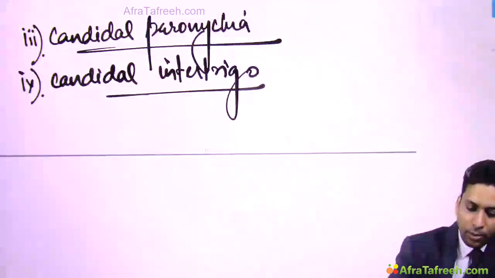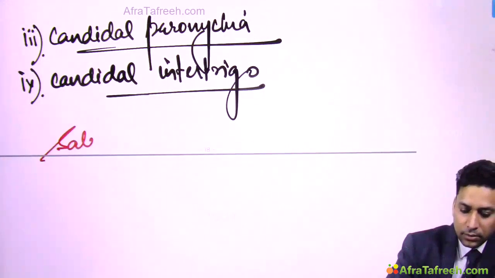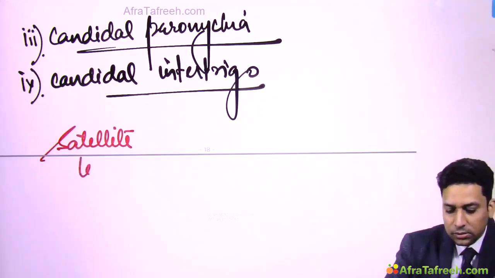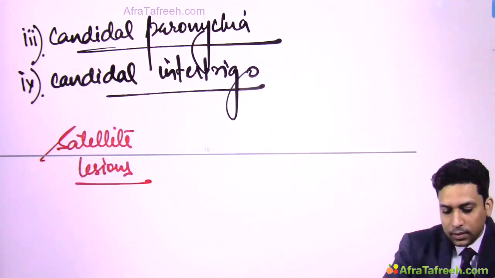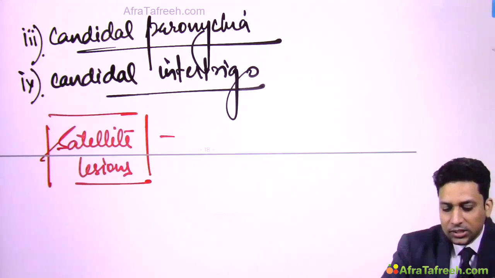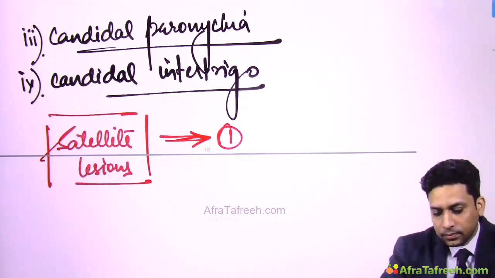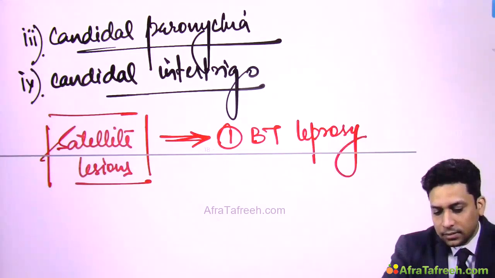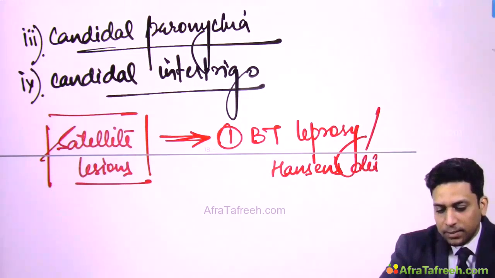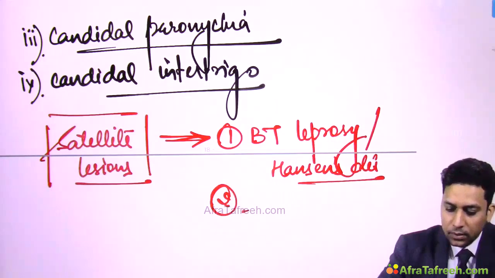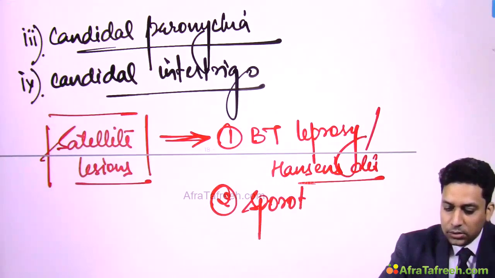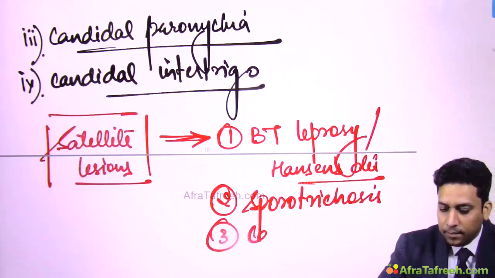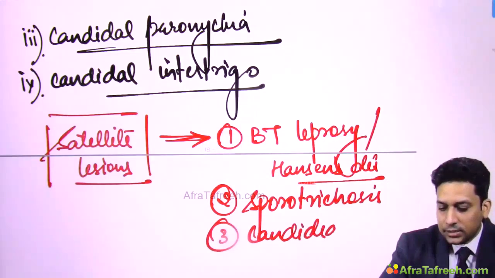Now remember one very important point here. Satellite lesions. Satellite lesions are seen in BT type of Hansen's disease, that is leprosy, sporotrichosis, and candidiasis.